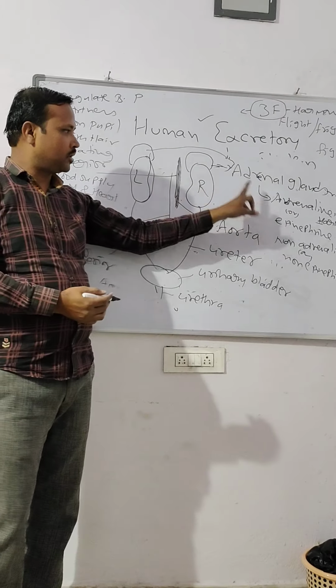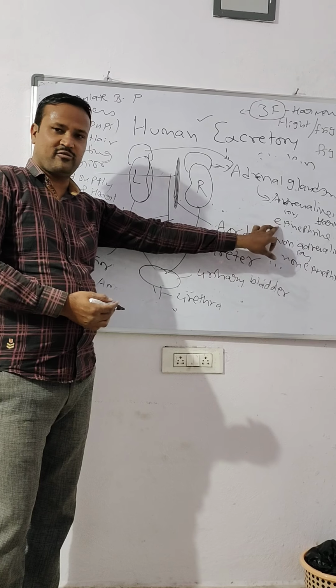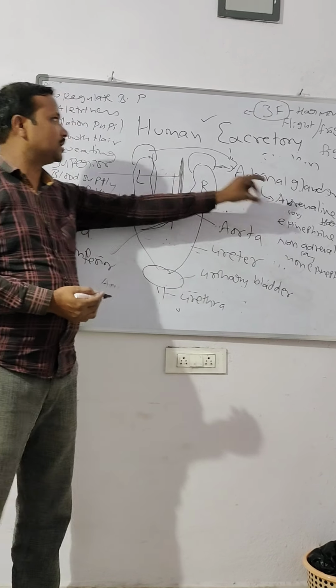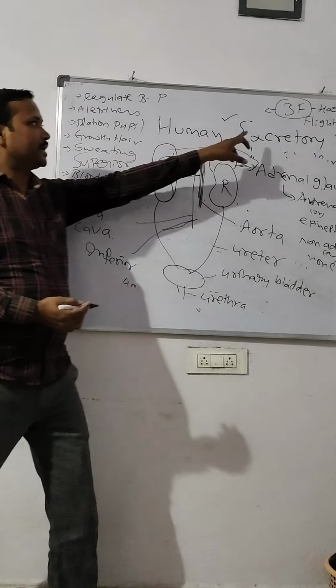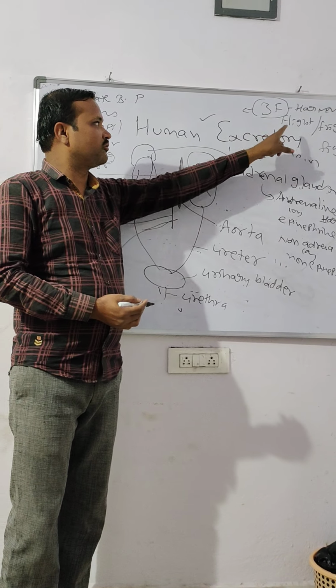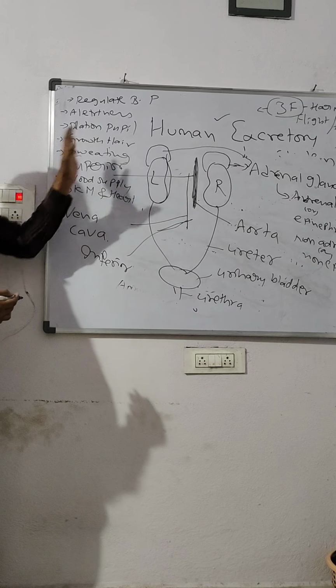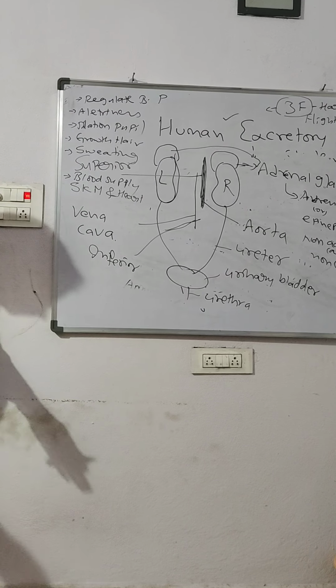So it produces a hormone which is called adrenaline or epinephrine. So again, nor-adrenaline or nor-epinephrine. This is the role of this one, which acts as a 3F hormone, also called fight, flight, and fright, which acts as a defensive mechanism for the human body. So this is the thing.